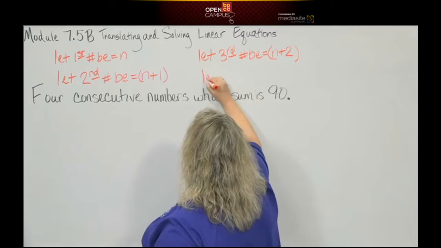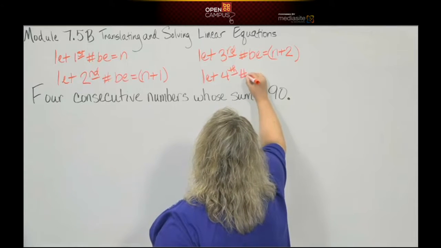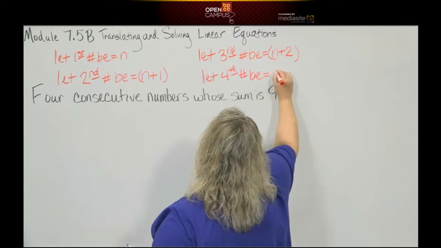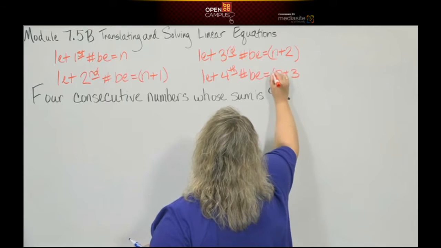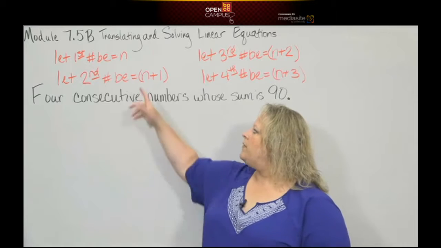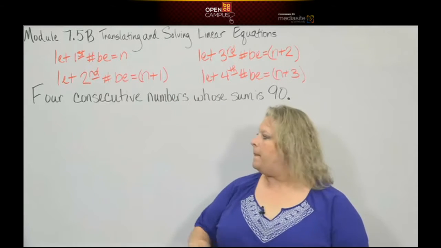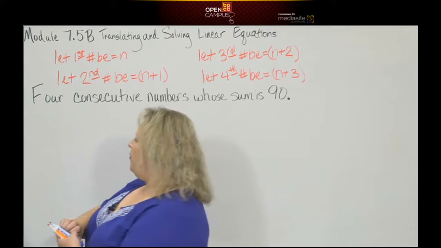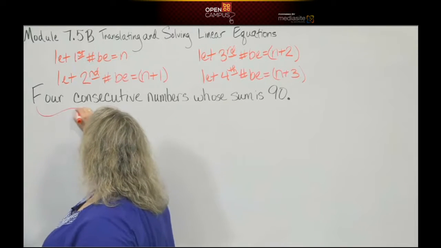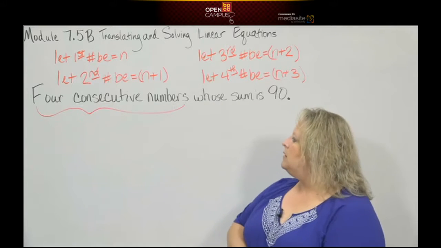And then the last one is going to be let the fourth number be equal to n plus 3. Okay, so we have 4 let statements. The first, the second, the third, and the fourth number. Now that we've identified this whole part right here, 4 consecutive numbers, we identified all of that.